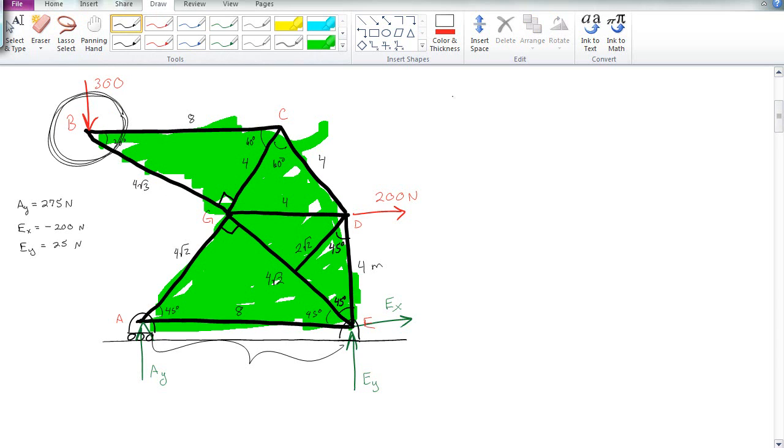So if I look at joint B, it looks like this, and she's got 300 going down here, and she's got some other tensions. So there's a tension going straight off, and that's tension BC. And then she has another tension going off this direction, and that's going to be tension BG. Okay, this is a 30-degree angle, and that's good.